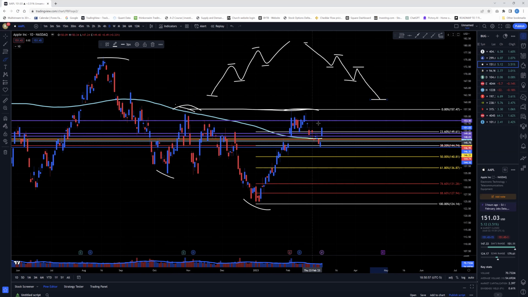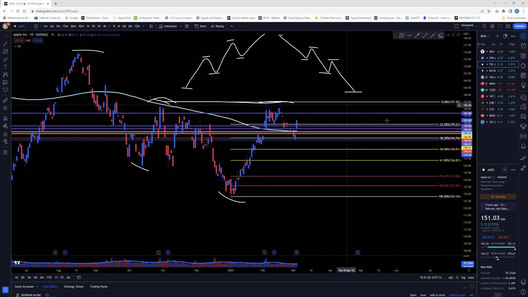So in Apple's case here, the key area is this 153.50. And then obviously where this double top is up here, which is at 157.47. So those are kind of where we're going to see the market go. If it continues to go up past this level, then we wait for the retest and continue to take it up.